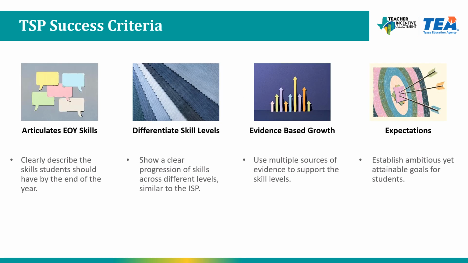Let's discuss the success criteria for a strong targeted skill profile. A robust TSP should articulate end-of-year skills, clearly describing the skills students should have by the end of the year. It should also differentiate skill levels, showing a clear progression of skills across different levels, similar to the ISP. It should be specific and evidence-based, using multiple sources of evidence to support the skill levels. And lastly, you should be able to set reasonable expectations and establish ambitious yet attainable goals for students.